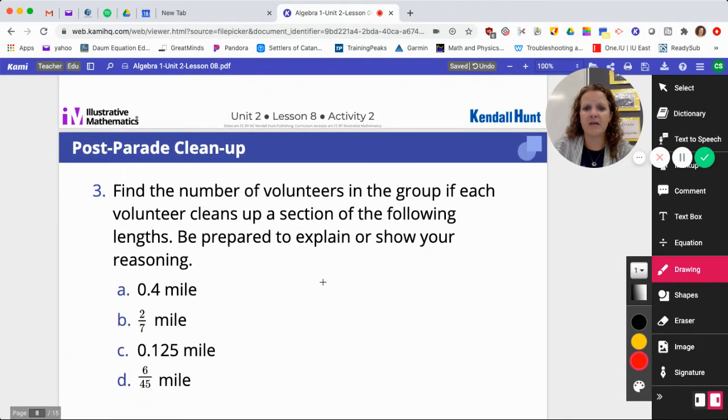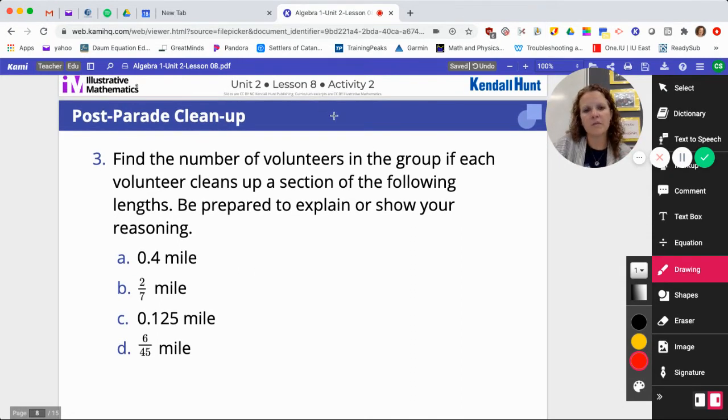And then we're going to find the number of volunteers in the group if each volunteer cleans up a section of the following lengths. So little l equals 2 over n. Now we're going to find the number of volunteers if each one cleans up that much section of road. So really, I'm going to go ahead and probably answer this question. This will probably be a future question in the lesson, but I need to solve this equation for n because now I want to find the number of volunteers if I'm given a length of road.